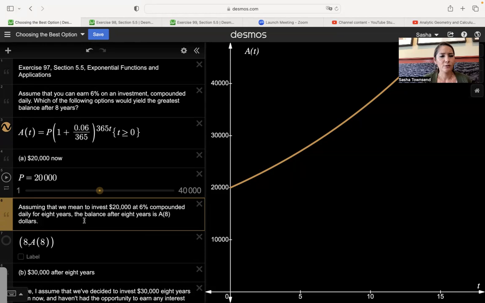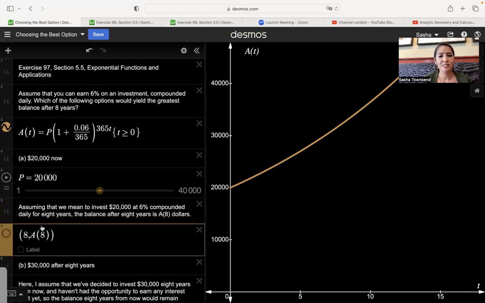So if we want to know what that balance would be after 8 years, we just evaluate this function A of t at t equals 8. So we plot that point, we'll label it, and it looks like our balance would be $32,320.21 8 years from now if we deposited $20,000 right now. Again, I'm not 100% sure that that's what the authors intended by that amount, but that's the way I interpreted it. So given my interpretation, we would have $32,000 approximately 8 years from now if we invested that $20,000 immediately.